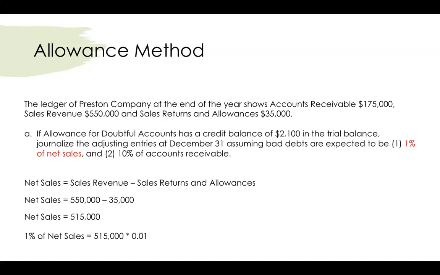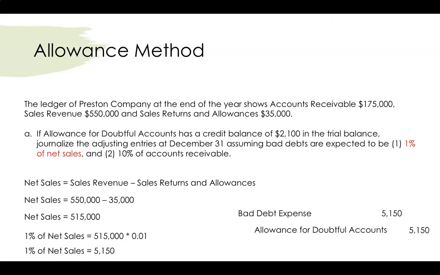Now we take 1% of that. So we take that 515,000 times 0.01, and we see that 1% of our net sales is $5,150. So our journal entry will have a debit to bad debt expense and a credit to allowance for doubtful accounts for just that $5,150. We just take the percentage of our net sales and we throw it right into our journal entry.